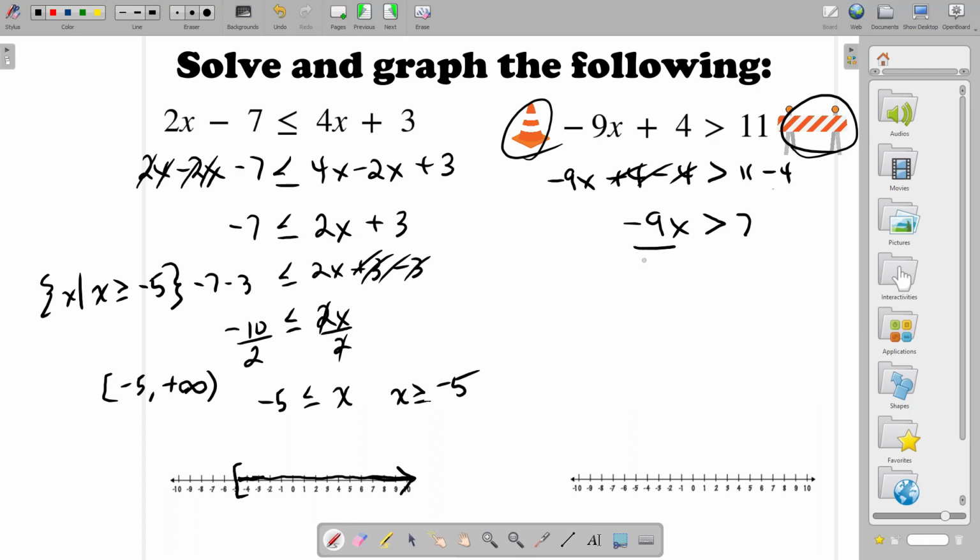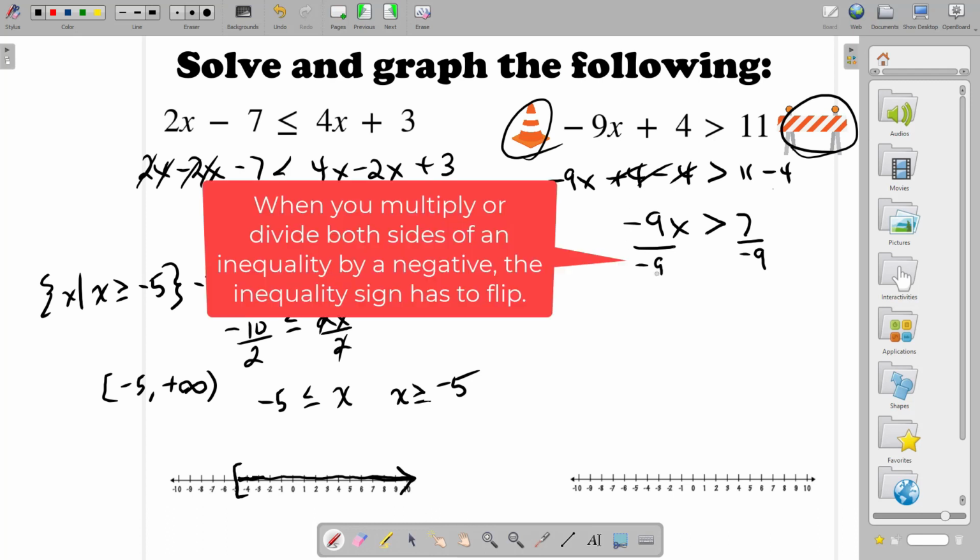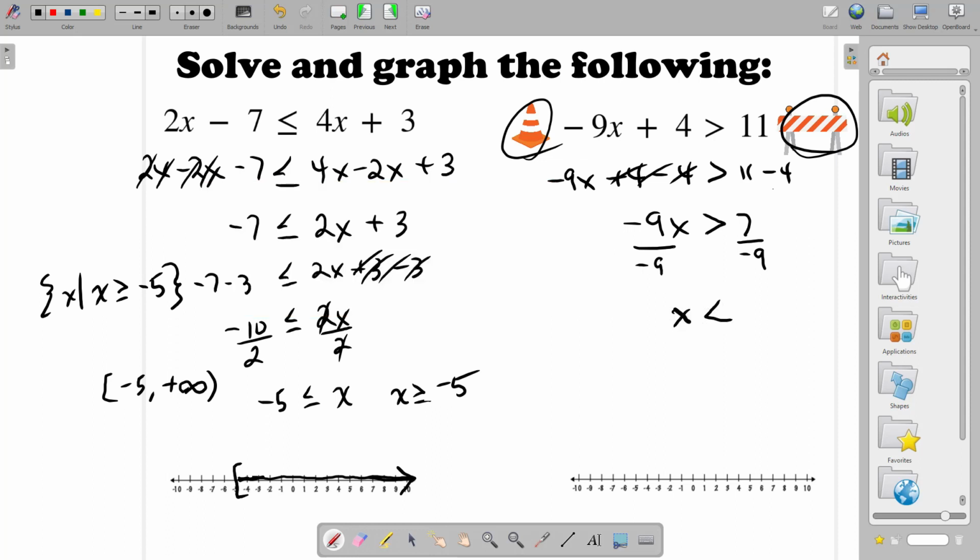Now we need to divide by a negative 9 and divide by a negative 9. There is a rule with inequalities. If you multiply or divide by a negative number, the inequality has to flip over. And so since I'm dividing this side by negative 9 and this side by negative 9, the inequality has to flip over, and we get the negative 7/9. X is less than negative 7/9.